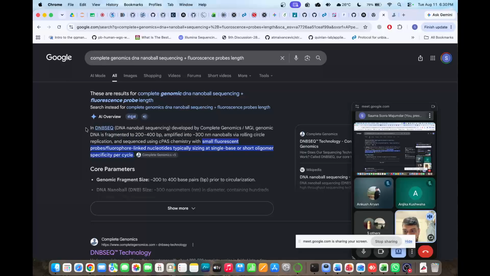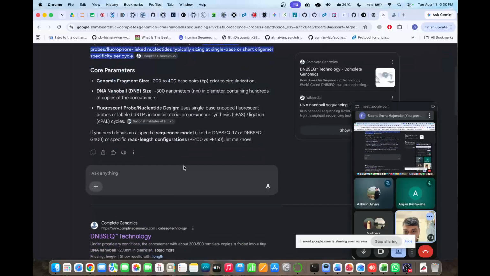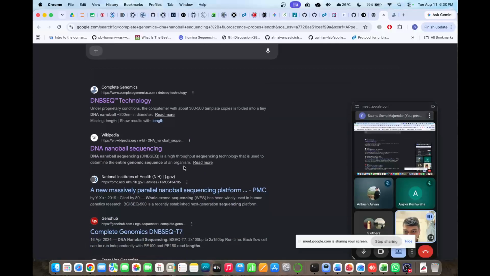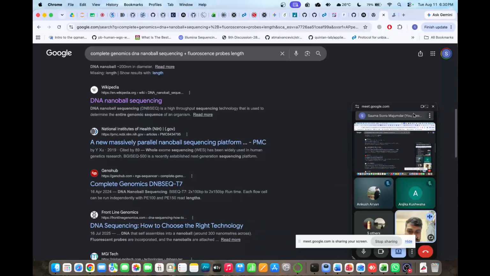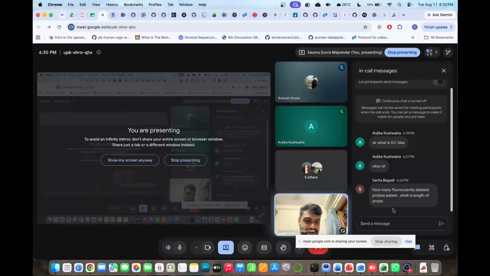Yeah, this is the length of the DNA fragment and the nanoball, but not of the probe. I'm not sure. I tried to take a look, but I'm not sure if it is there or not. I'll try to find out.